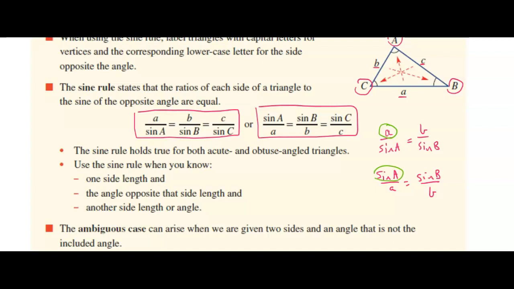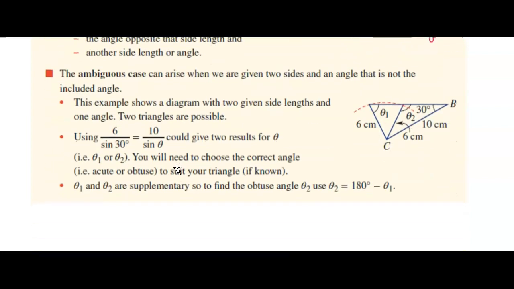Now, I'm not going to read all that. I'm going to go back to the ambiguous case of the sine rule. What it means by the ambiguous case is you can sometimes have two possible angles, two possible answers, if you're looking for an angle.